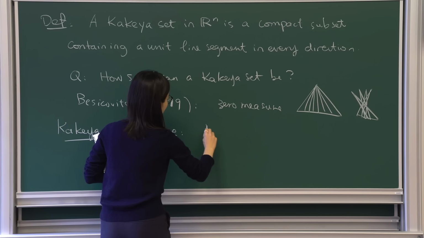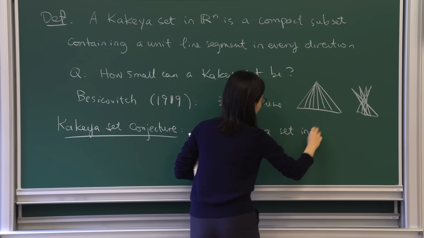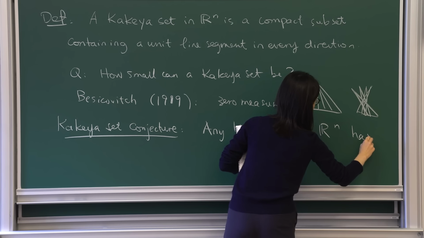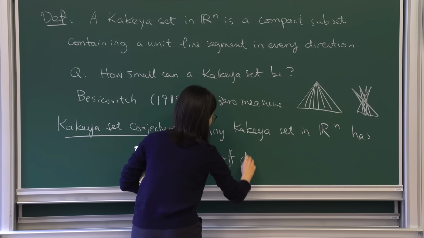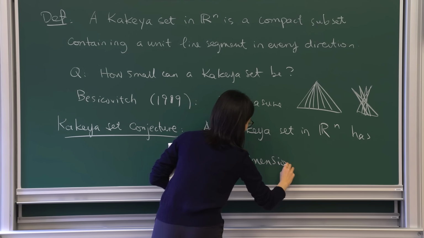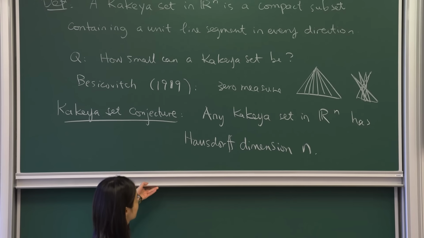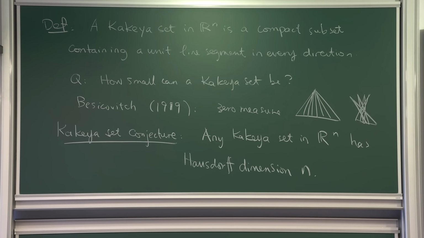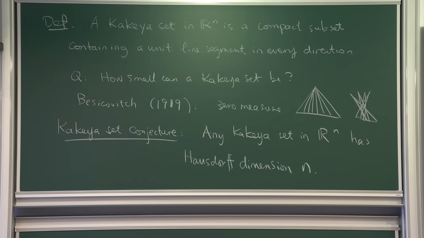So the Kakeya set conjecture states that any Kakeya set in R^n has Hausdorff dimension n. For the lectures, at the beginning I'm planning to go through some definitions and set up, and also prove the two-dimensional case. So I should say that n equals 2 was solved by Davies.